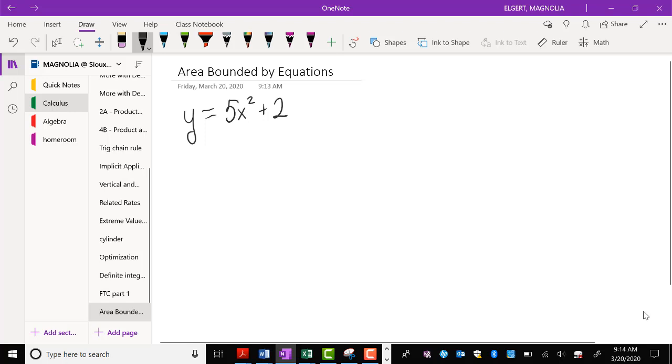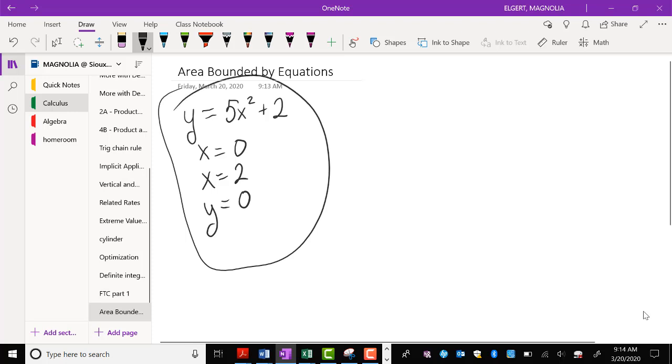And then you're also given the equation x equals 0, x equals 2, and y equals 0. So a lot of times students just struggle with this just because what does it mean? So basically they want you to look at this region that all four of these equations make together.